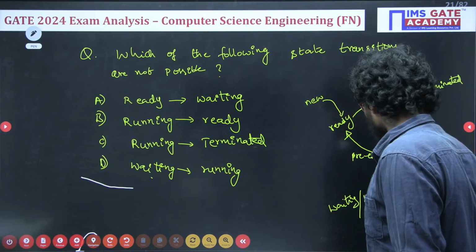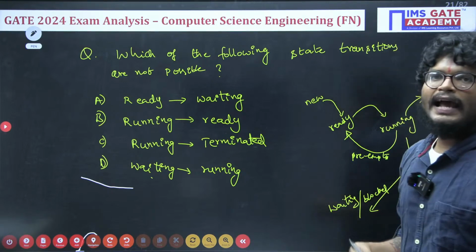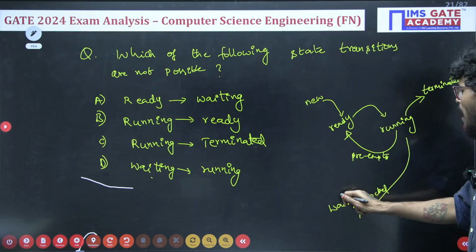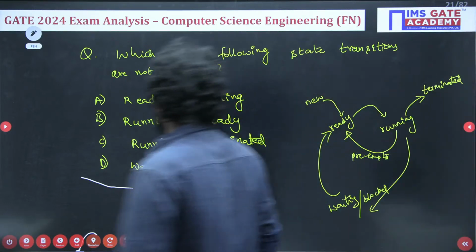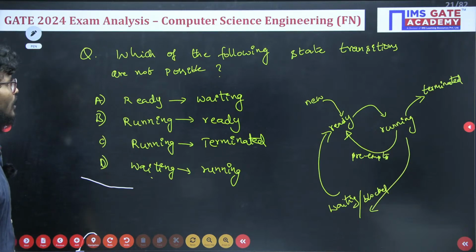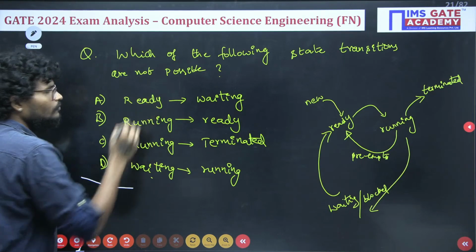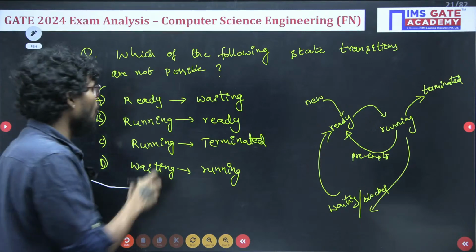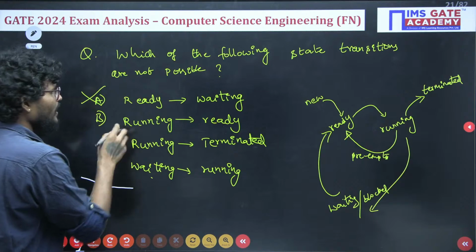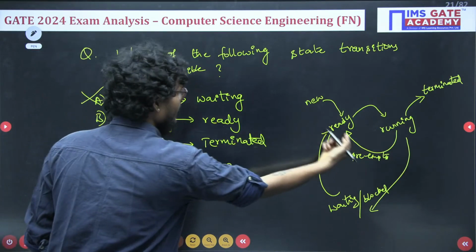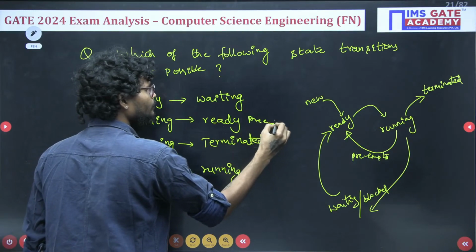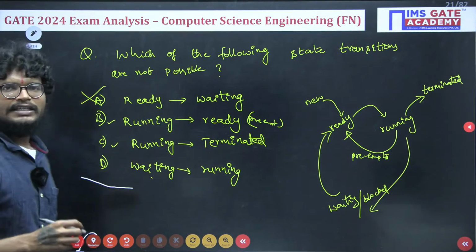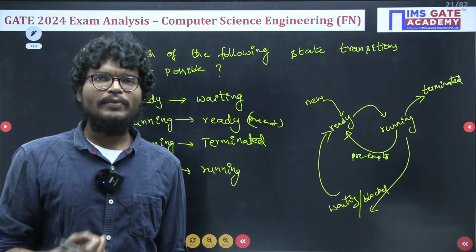From this state, when the event that the process is waiting for happens or the IO is available, it will go back to the ready queue, right? Now you can see here, from ready to waiting, although technically it might be possible, this is usually not a transition that we expect in operating systems. So option A is not possible. Option B is possible: running to ready is your preemption, so this is a valid transition. Running to terminated is also a valid transition. When the process successfully completes, it will go from running to terminated state.